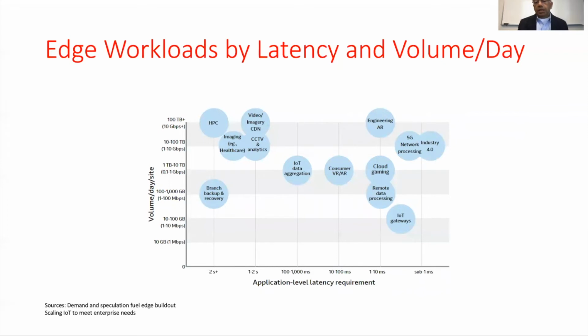If you look at this, the key aspects here are, on the y-axis, you will see the volume per day per site. And on the x-axis, you have application level latency requirements. So when the bandwidth requirement is very high, and when you move in the positive direction on latency, you are looking at smaller latency. So this area, the top right corner, is where the most activity in edge is going to be happening. At the same time, even when the latency requirement is not there, if the bandwidth requirement is very high, you can still use edge computing.